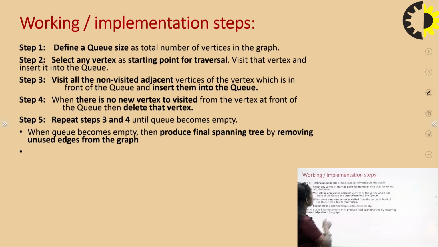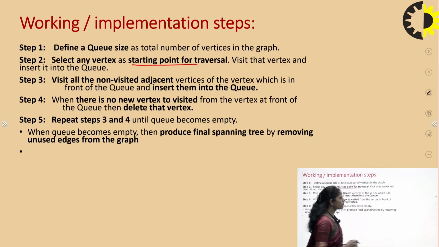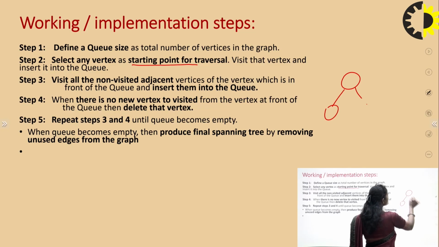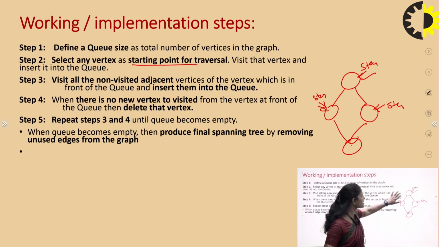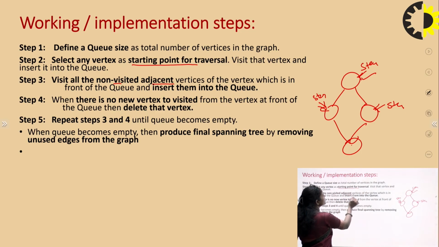Next, select any vertex as a starting point. That is, if we have this particular graph, we can choose any vertex as the starting point. You can choose any vertex included in your graph as a starting point, right? After selecting your starting point, you can traverse the whole nodes and whole edges of the graph. Next, visit all the non-visited adjacent vertices of the vertex at the front of the queue, and insert them into the queue.